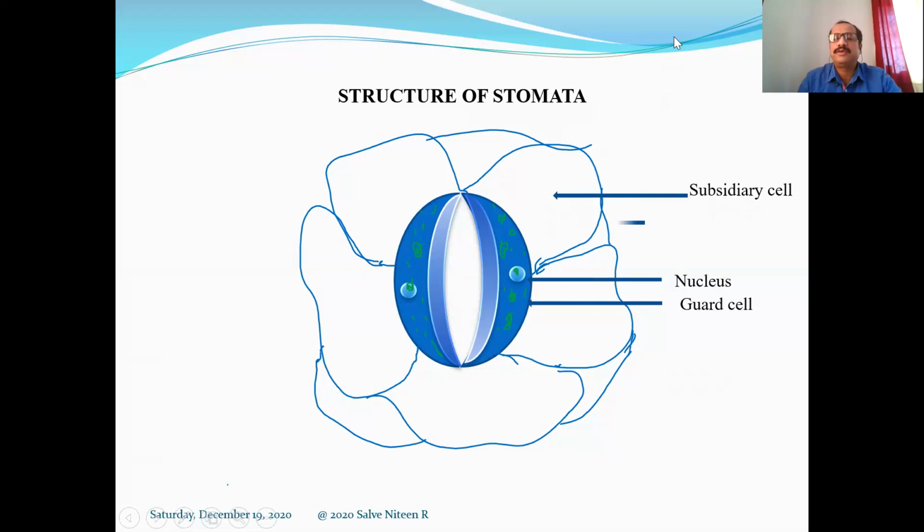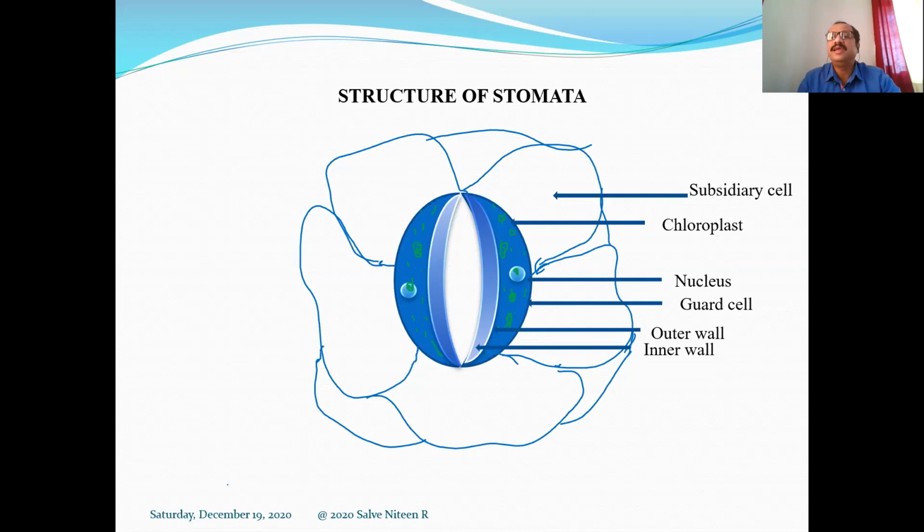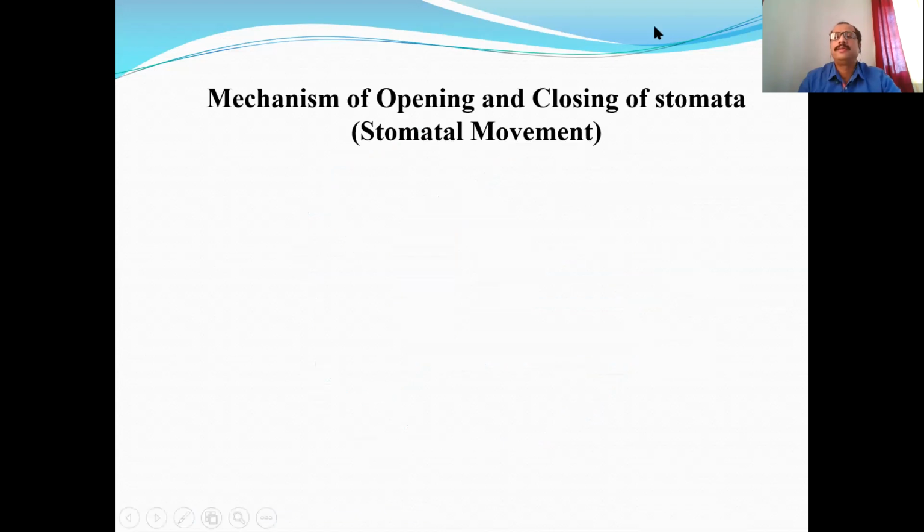And these guard cells consist of a nucleus. You can see that these are green cells. These are living cells. They consist of many cytoplasmic organelles. Chloroplast is also present. Then these guard cells have a double-layered wall, having an outer wall as well as an inner wall. The specificity of their wall is that the outer walls are thin and elastic, whereas the inner walls are thick and non-elastic. And these inner walls are present surrounding the central cavity of the guard cells, which is called the stomium or respiratory cavity. So this is the general structure of the stomata.